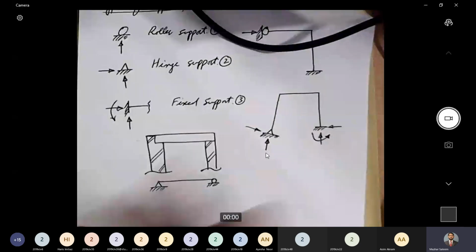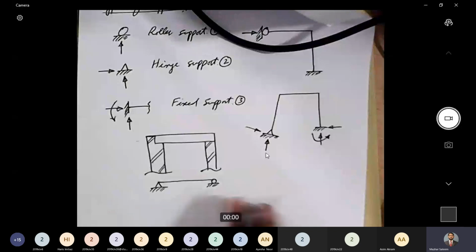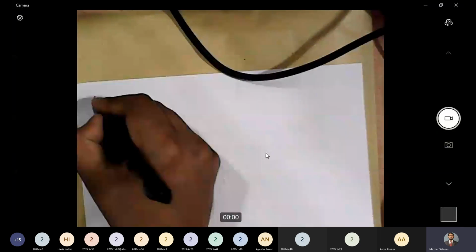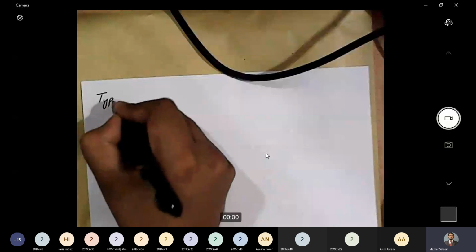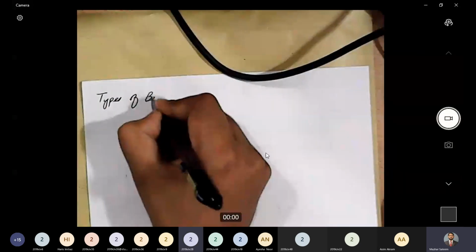So after these different types of supports, now let's move to different types of beams, because depending upon these different types of supports, the beams are divided into different categories. So next is types of beams.